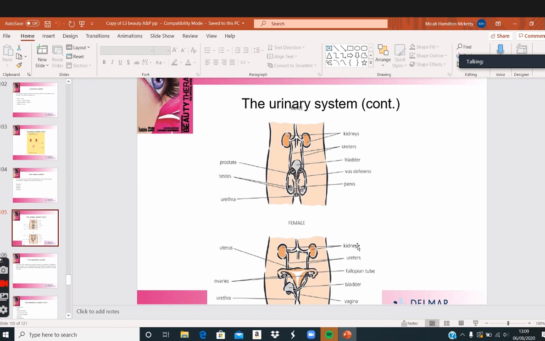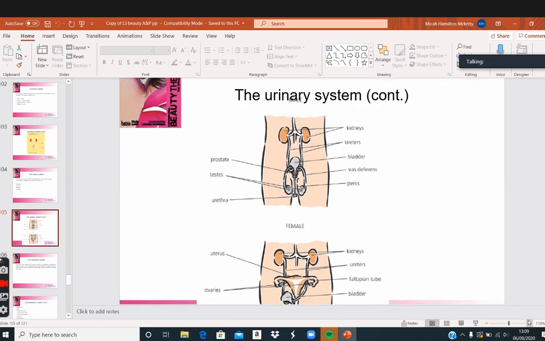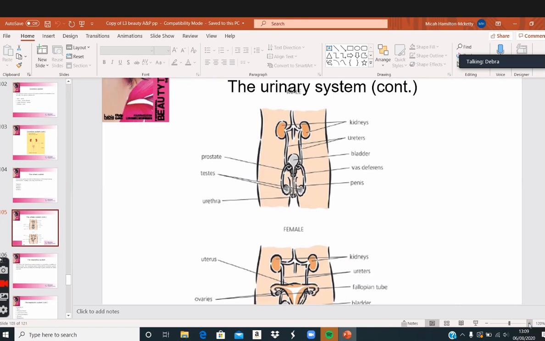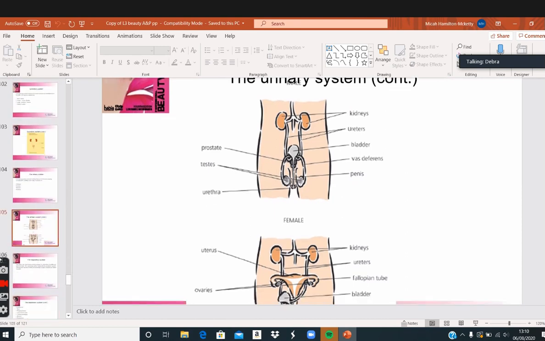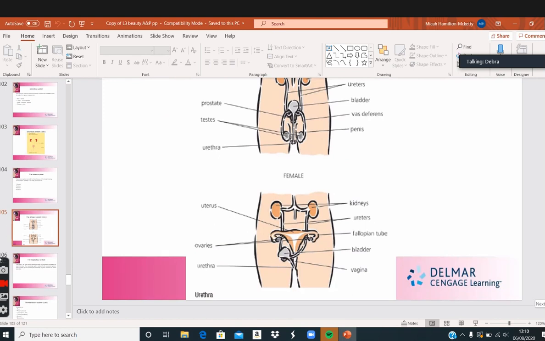So guys can have a look. So again, we looked at this just further. We've got the kidneys, the ureters, bladder, the penis, this is a man, obviously, urethra, the testes, and the prostate. Okay, in a gentleman. In a female, we've got the kidneys, the fallopian tubes, bladder, the vagina, urethra, ovaries, and uterus. So we have to learn these. Yes? These are all part of the urinary system, that we expel urine. Okay?